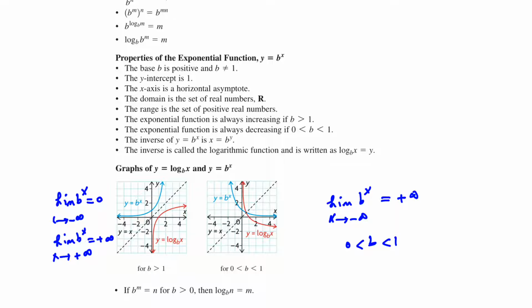The inverse of f of x equals b to the power of x is f inverse of x equals log of x base b. Therefore, the graph of log of x base b is the mirror image of the graph of b to the power of x. The limit of log of x as x approaches infinity, when the base is b and b is more than 1, is positive infinity. And if b is between 0 and 1, it is negative infinity.